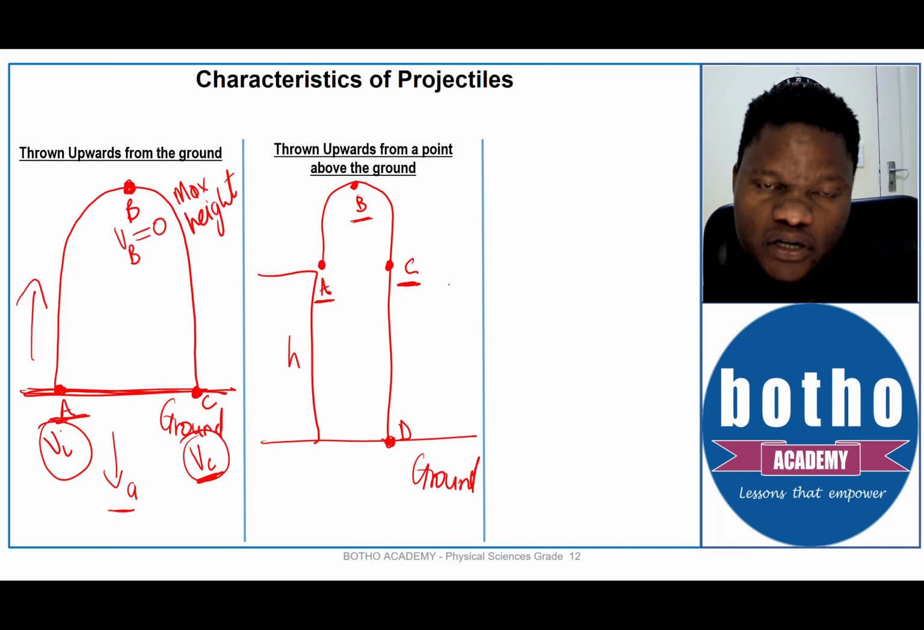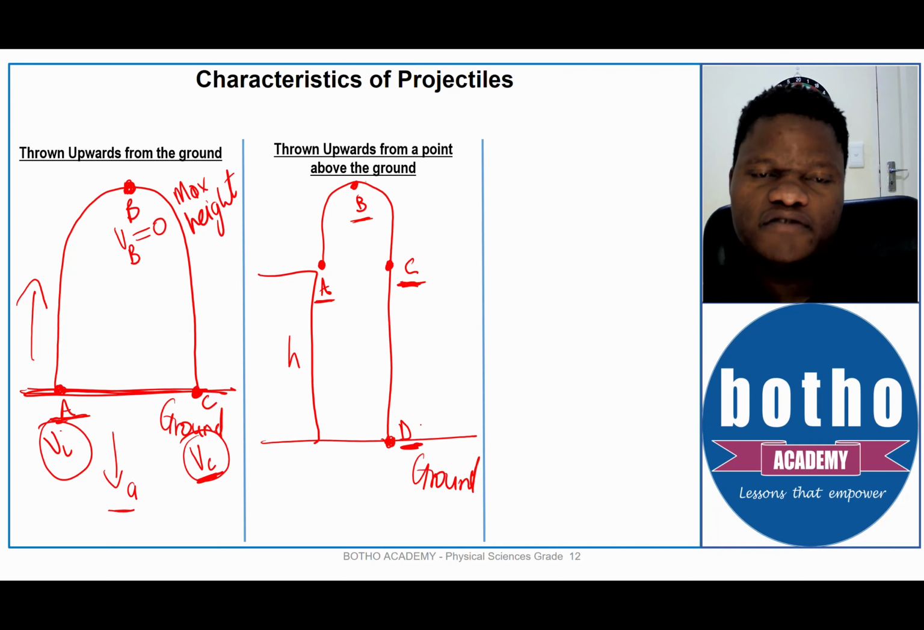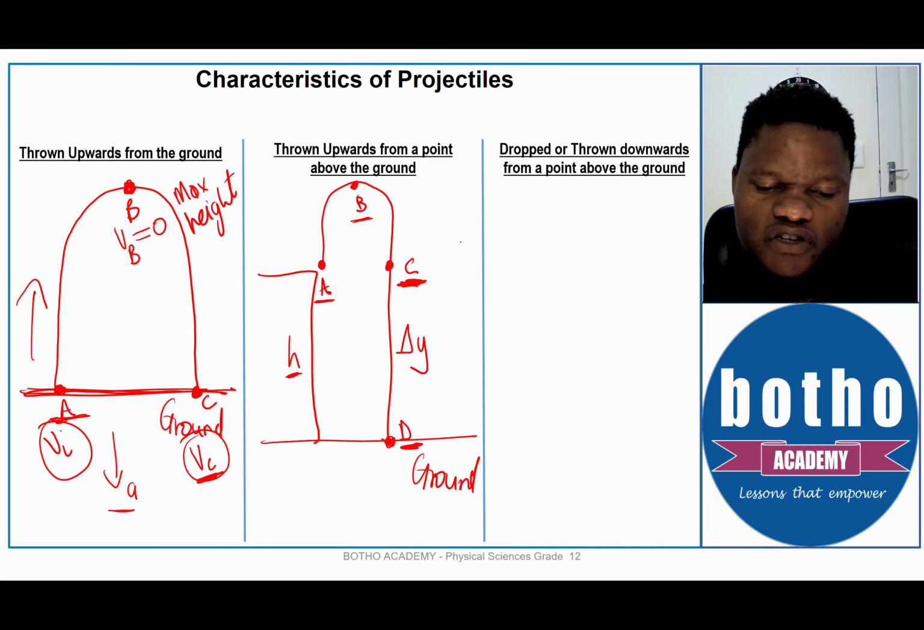Or you could be considering the motion of the object from point C to point D, where, unless it's given, we wouldn't know the velocity at point D. Let's say you want to calculate the velocity at point D. You would know the initial velocity. This height of the building will be your delta y. Your delta y would be the same as the height of the building if you're starting from point C.